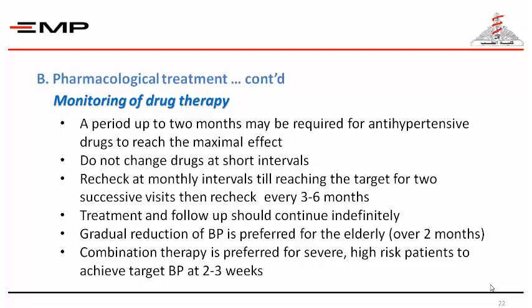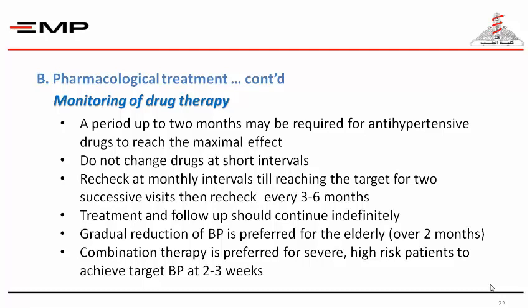You have to recheck the blood pressure of the patient at monthly intervals until reaching the target for 2 successive visits, then recheck every 3 to 6 months. So at first, the frequency of rechecking is higher than after establishing our target. Treatment and follow-up should continue indefinitely. There is no cure for hypertension. Hypertensive patients are not cured, and they have to know this. And they have to know that treatment should continue indefinitely.